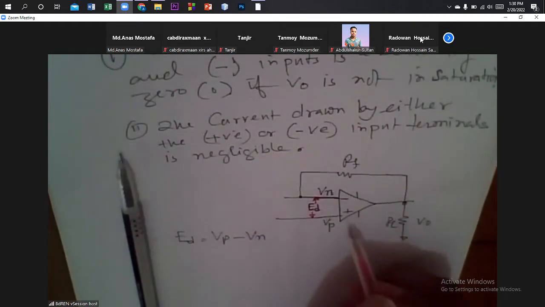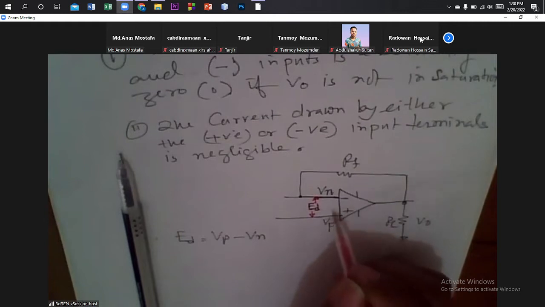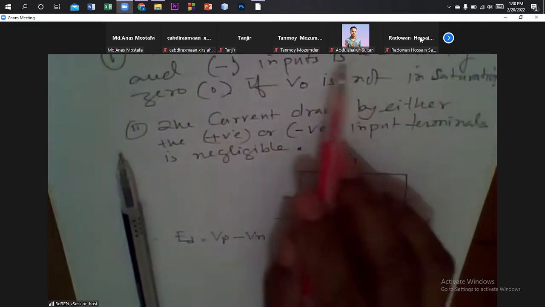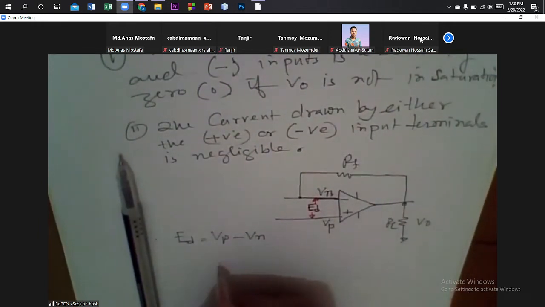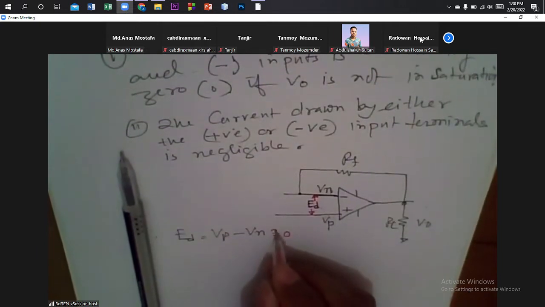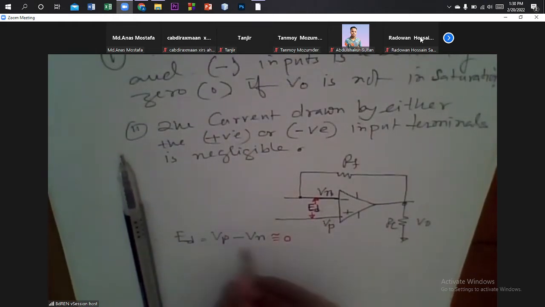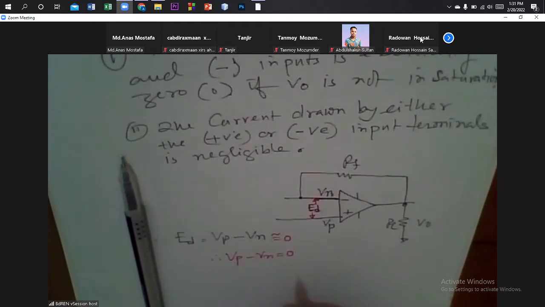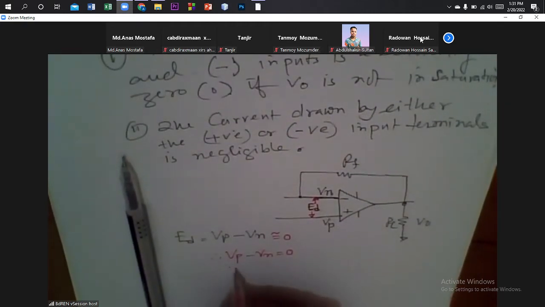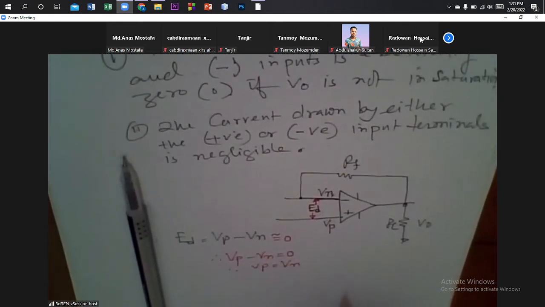This terminal voltage is VP, this terminal voltage is VN. So difference VP minus VN. What does it say? Voltage between the positive and the input is essentially zero. So we can say ED is equal to essentially zero, almost zero. ED zero means VP minus VN is equal to zero. So we can write VP is equal to VN. Clear?